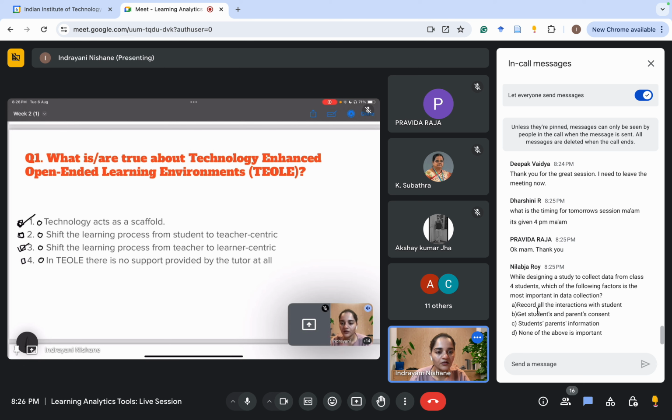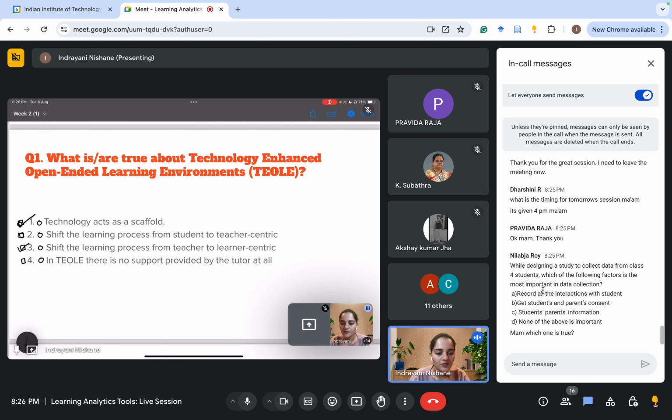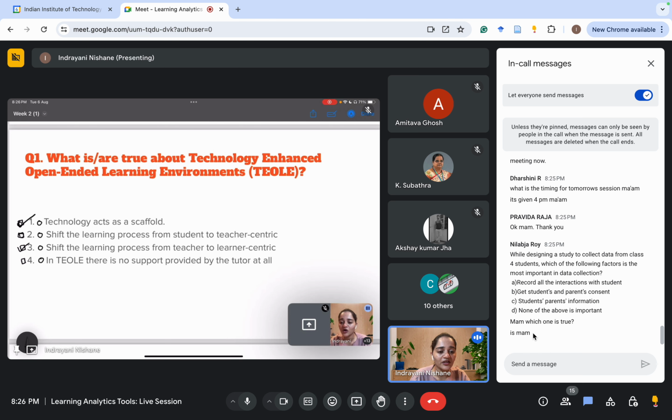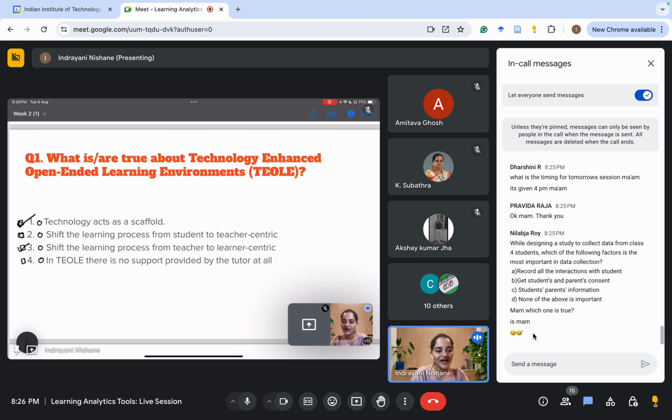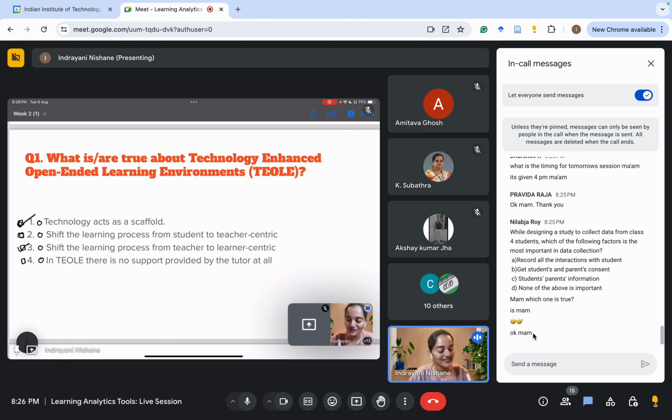So Nilabja Roy has some statements. I'm going to read this out. Oh, this question is from this year's assignment, the current assignment. I am not at liberty to discuss this. Otherwise, it will be like undue benefit or undue advantage to those who are attending this session. So I will refrain from discussing this.